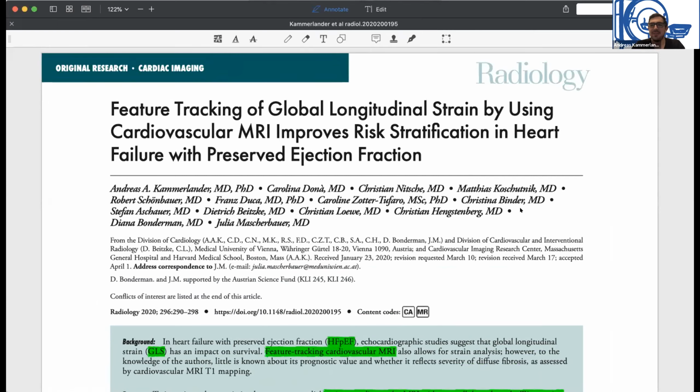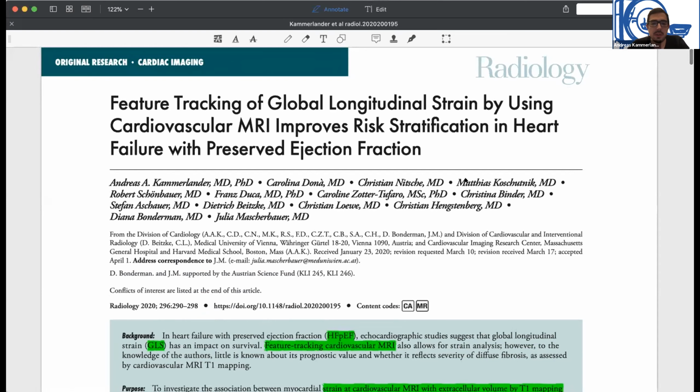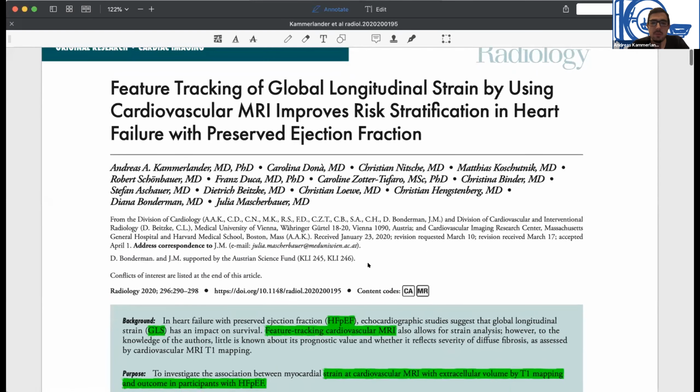So thanks for the kind invitation. So everyone who does not know me, my name is Andreas Kammerlander. I'm with the cardiology department of the Medical University of Vienna. This paper was accepted when I did a research fellowship with Udo Hoffmann at Mass General in Boston. So thanks to this group for giving me some extra time and not being on night shifts.